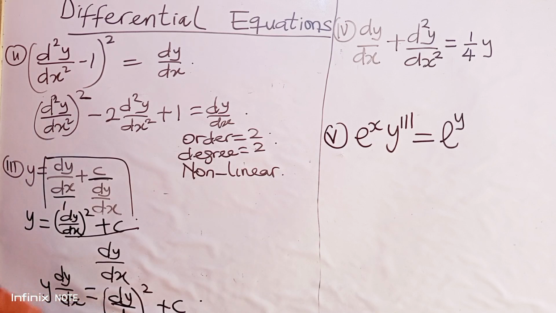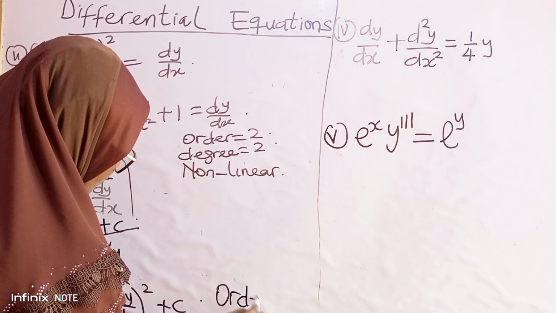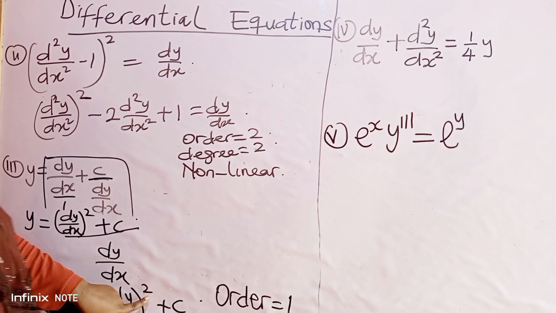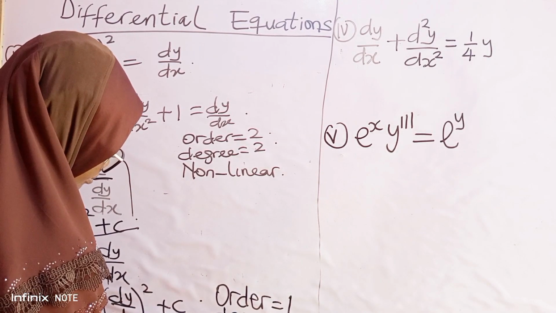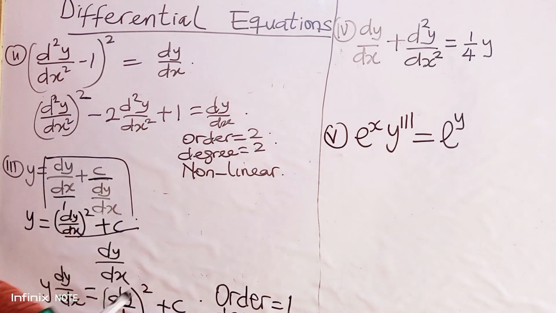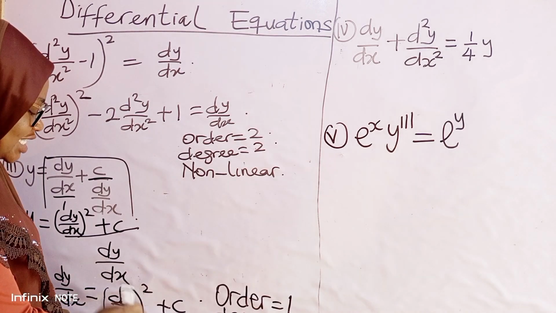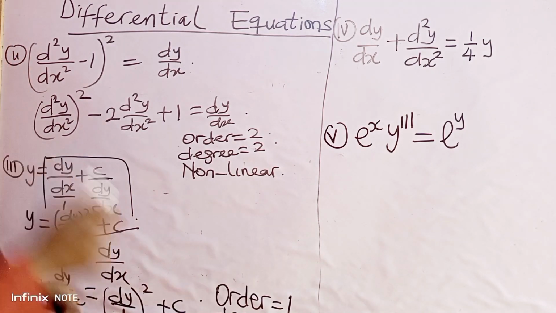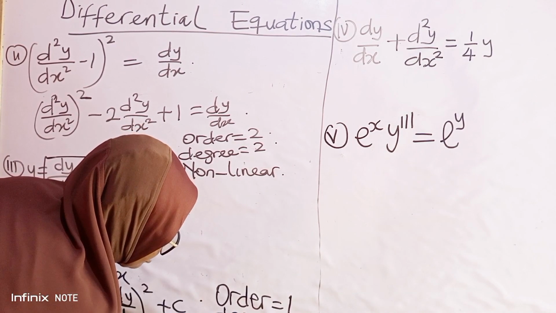So let's look at it. What is the order? You can see that the highest derivative here is 1. So the order is equal to 1. So degree is what? 2, the highest exponent. So degree is 2. Is it linear or non-linear? From here you can see that there's a product of the dependent variable with its derivative. That's number 1 that makes it non-linear. And the other one is that the degree here is more than 1. That is another condition for non-linear. So this is a non-linear differential equation.